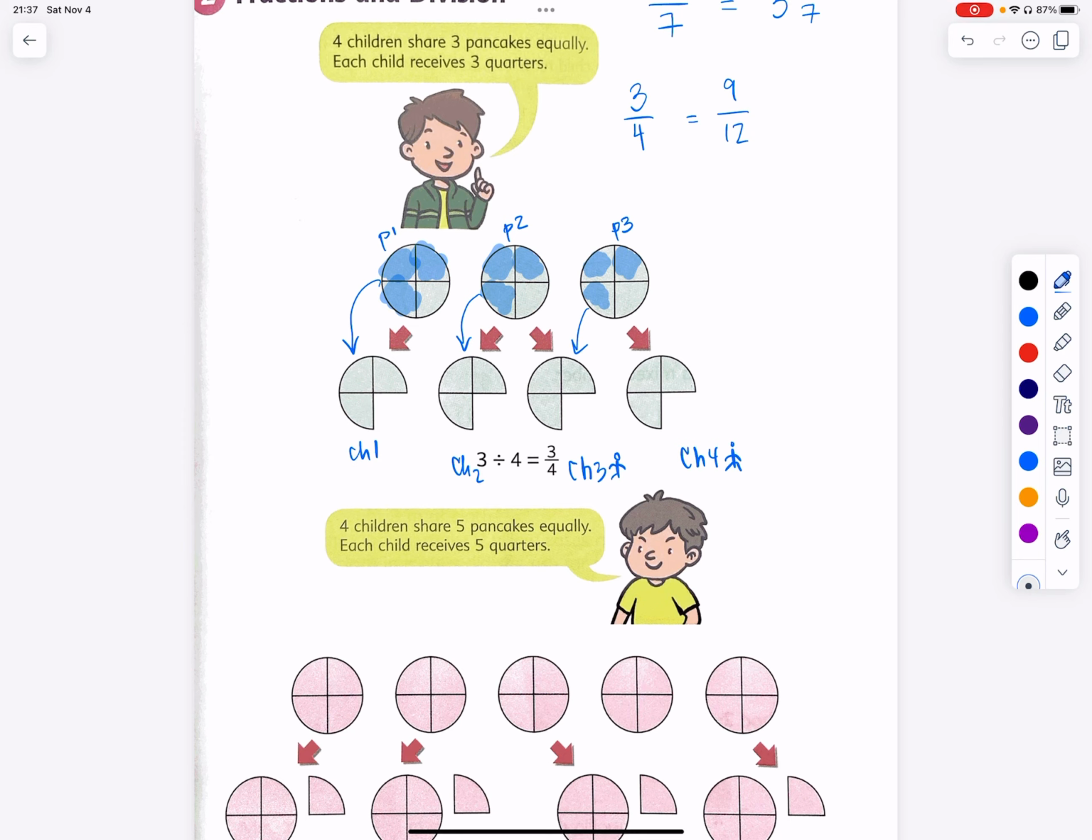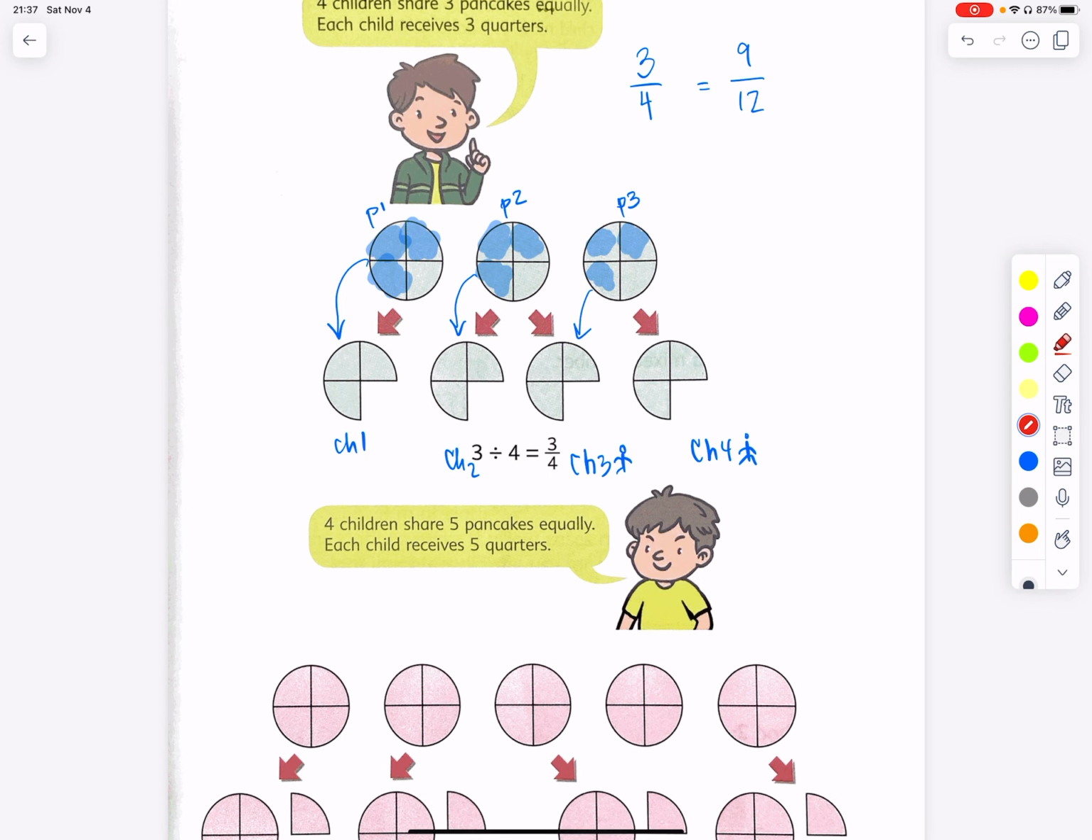Now, as you can see, we do have a little bit left over. We have this little quarter left over from the 1st pancake, this little quarter left over from the 2nd pancake, and this little quarter left over from the 3rd pancake. When we collect them all, we can give them to child number 4. Here it is, the child left with the red little pieces of pancakes.